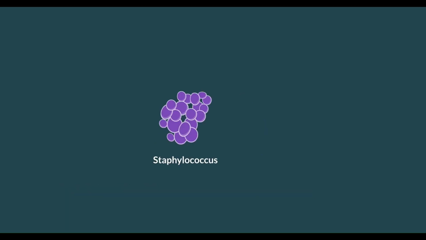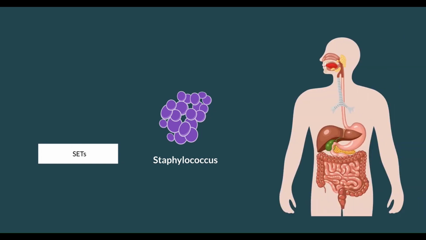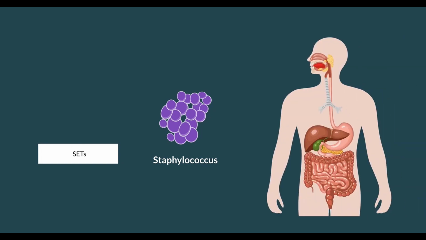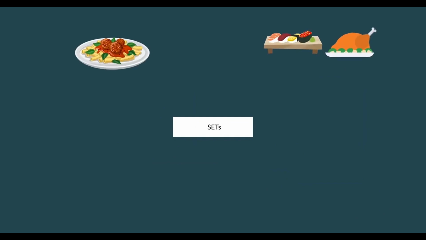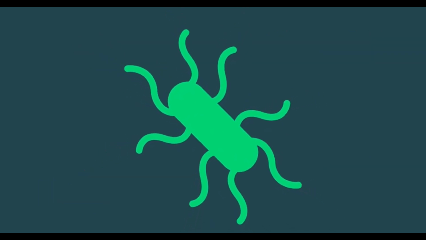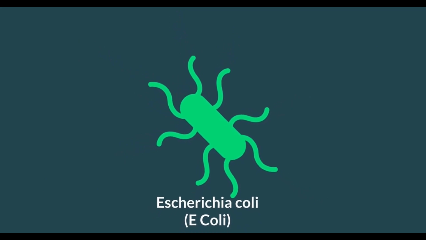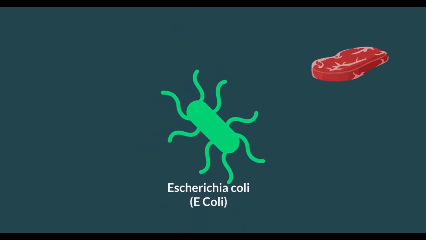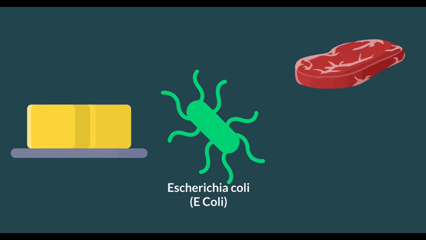Some forms of Staphylococcus exude proteins called SETs, which are poisonous when in the human digestive system, and are the third most common cause of food poisoning, after Salmonella and Campylobacter. SETs can be found in cooked pasta, meat and fish products, dairy, salads and pastries. Toxins are also produced by Escherichia coli, E. coli. Sources for this include raw meat, unpasteurized dairy products and water contaminated by human feces.